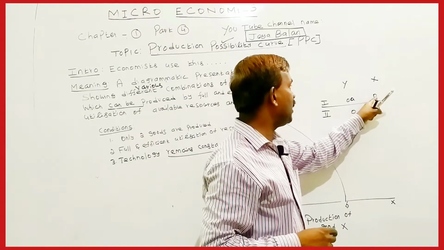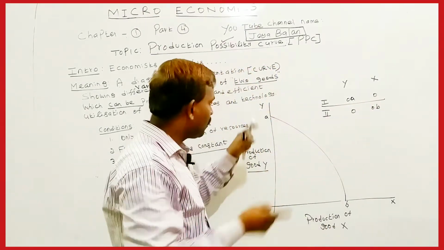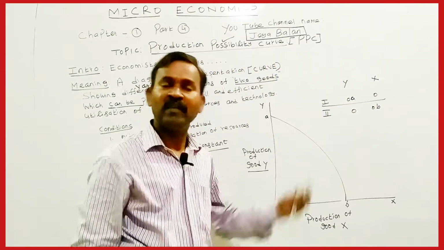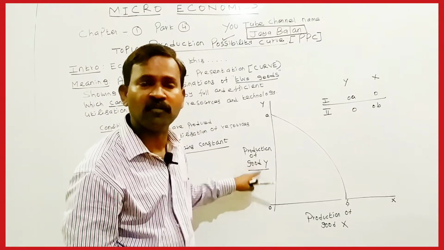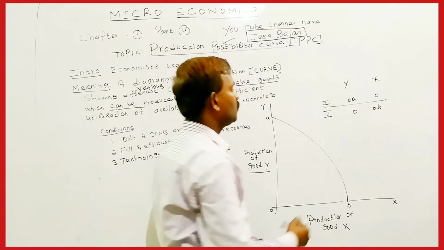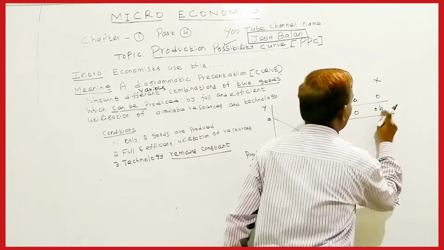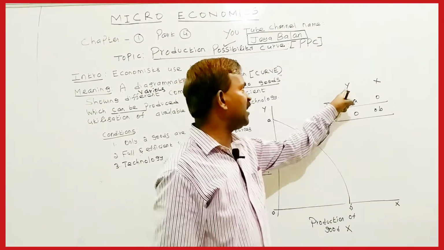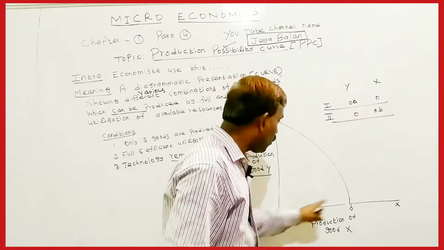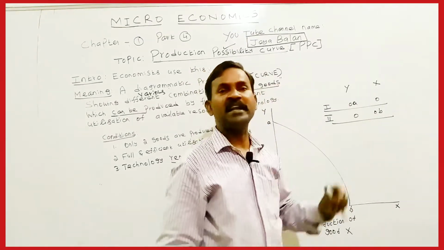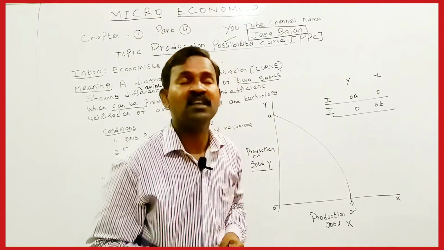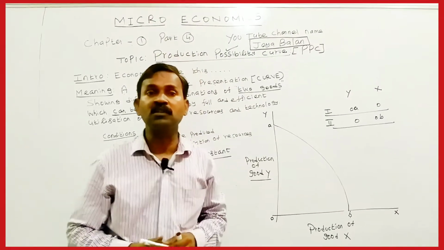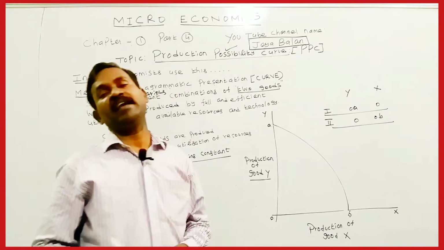No quantity of good X but OA number of units of good Y. When is it possible? If all the resources are used in the production of only good Y. What is the combination number 2? 0 OB. 0 quantity of commodity Y and OB number of units of commodity X. When is this combination possible? If all the resources are used only in the production of good X.